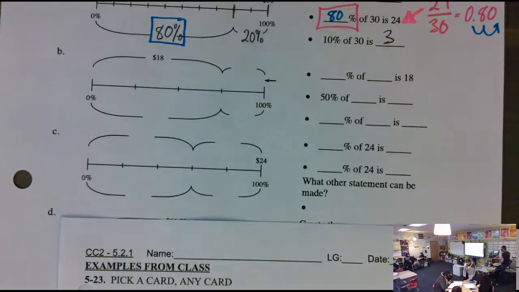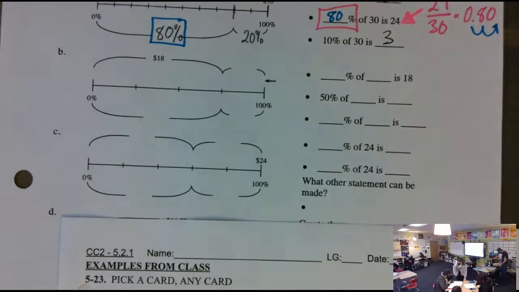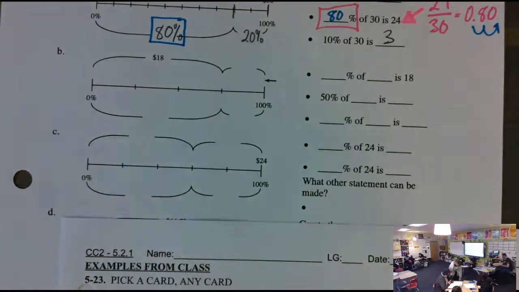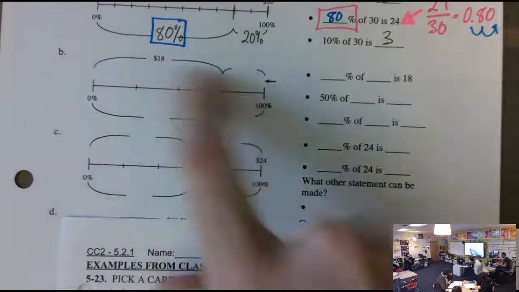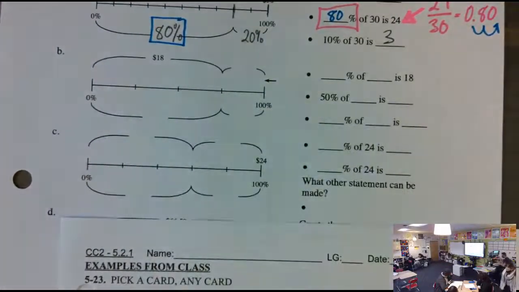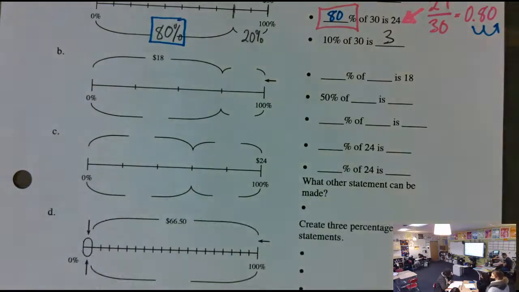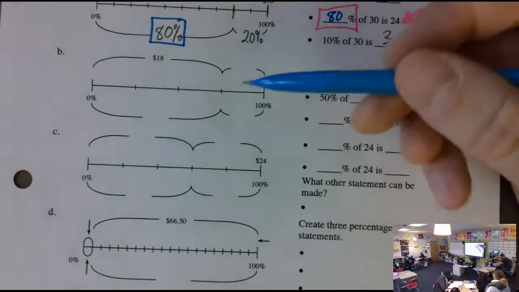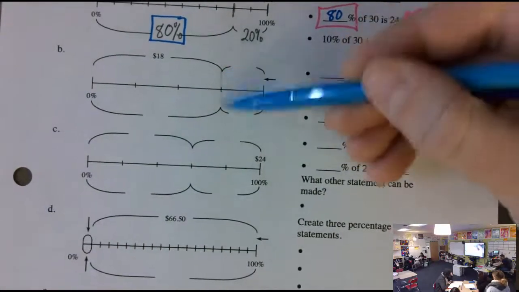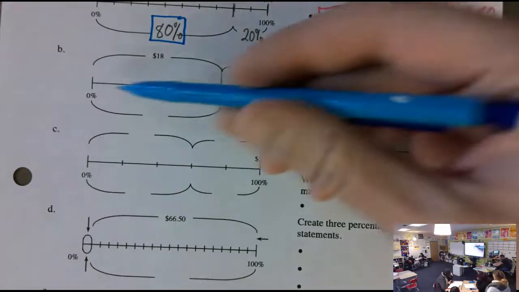I'm going to pause you again real quick and then give you more time. Carmen, can you tell me what you guys did first on B? And there's different ways to do this. Kylie, do you want to tell me what you guys did first on B? For B, the first thing we did was figure out how much each of the little dots was.